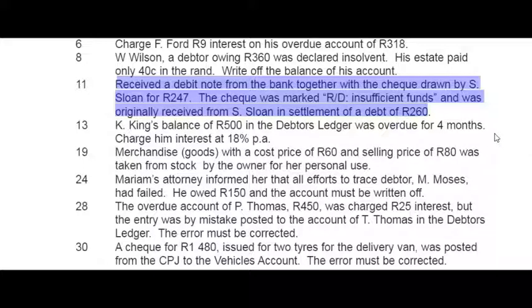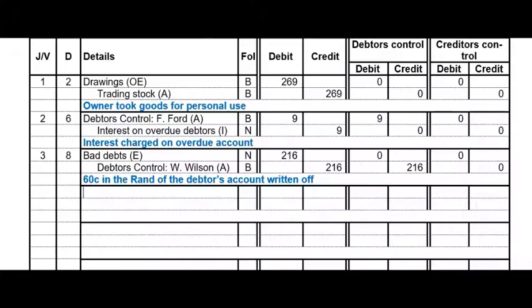We will cancel the 247 Rand in the CPJ. The amount that we need to cancel in the DJ is the value of the discount that we have allowed to her. We have to go and reverse that discount. She doesn't deserve it because her check was dishonored. If we reverse discount allowed, then we will go and debit the debtors control account again because she owes us more.